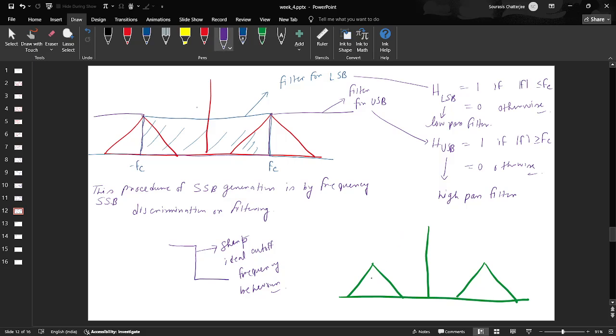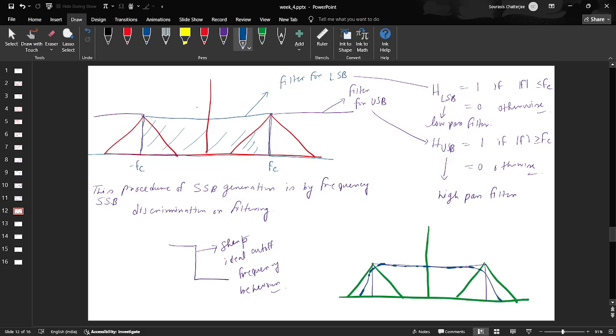Now this is your ideal. Let me draw the ideal low pass filter for the lower sideband. This is what you want, this kind of sharp cutoff. But in practice, what you get is something like this. Up to this part, everything is fine.